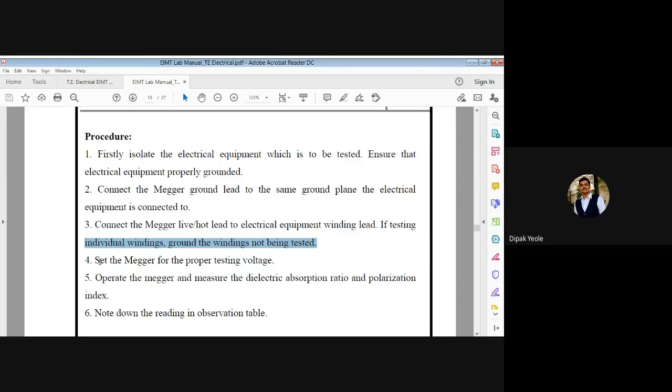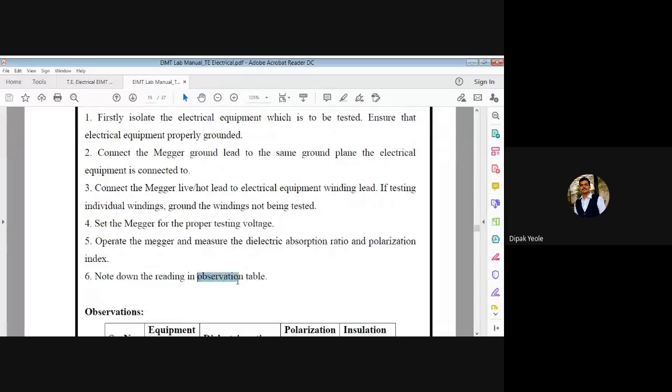Set the Megger for proper testing voltage, which we are interested to send from that particular conductor, and you can see the insulator. Operate the Megger, measure the dielectric absorption ratio and polarization index as per our definition. Note down the reading in the observation table.